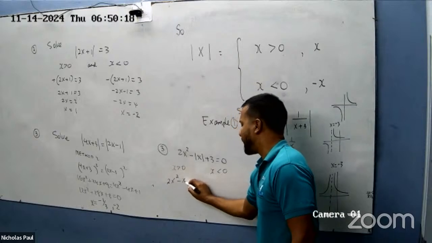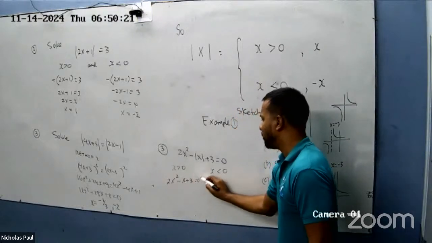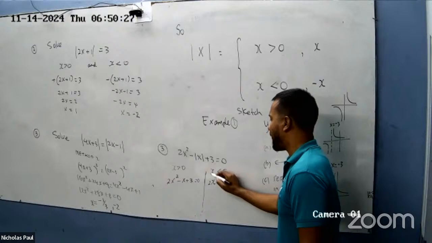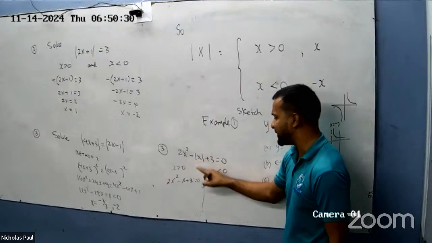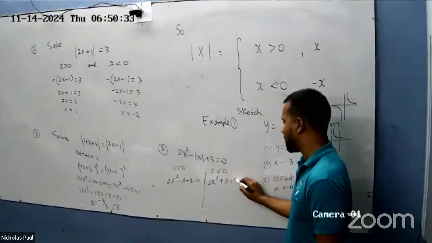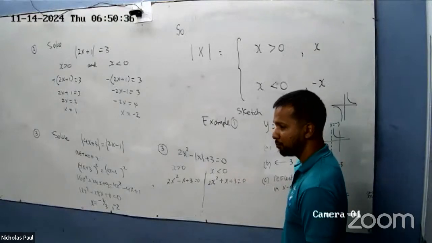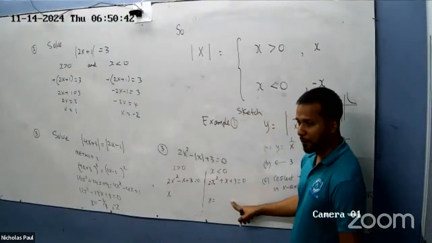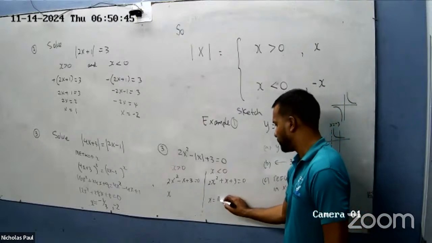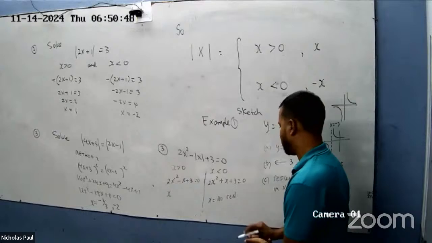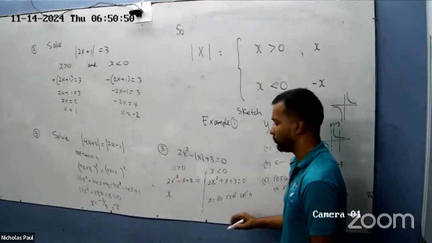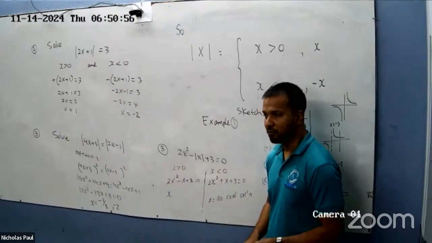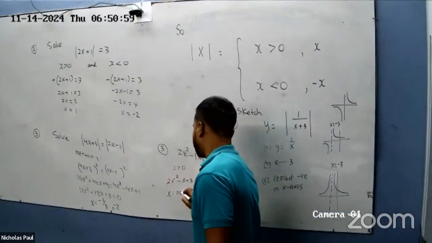2x squared minus x plus 3 equal to 0. And here will be 2x squared, less than 0 means that x is negative. So this becomes positive x plus 3 is 0. And tell me what you get here in the calculator. This might be no solution.